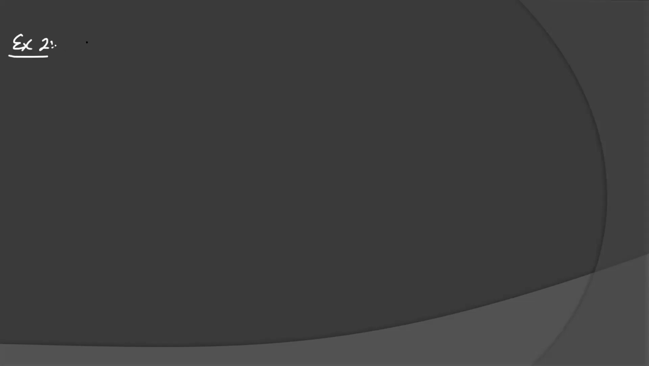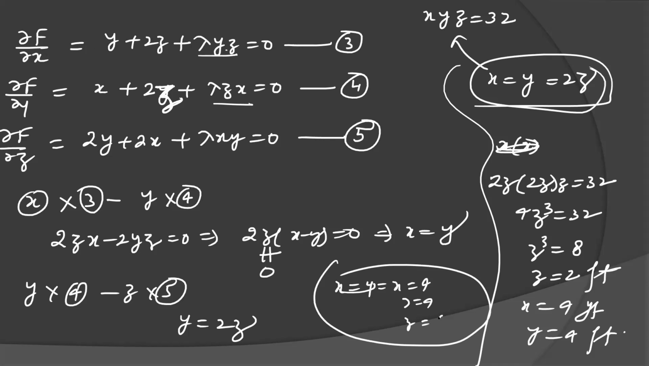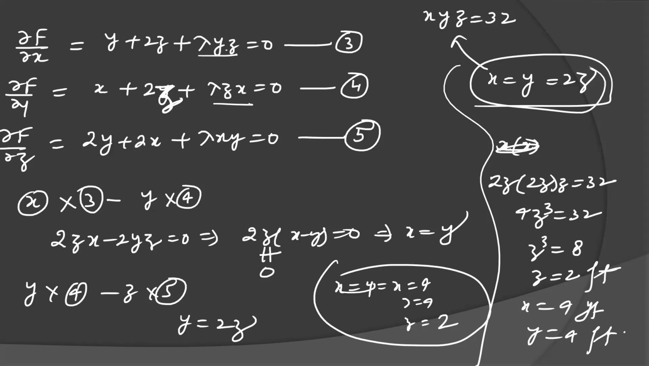So example 2. Suppose in the previous problem we cannot tell, for these x, y, z, x equal to 4, y equal to 4, whether the material will be least or most. It is very difficult to tell here. We have to go into the deep study of Lagrange. But up to BTech level, we can go by the question. The question is asked for least, so this dimension will give the least material only.